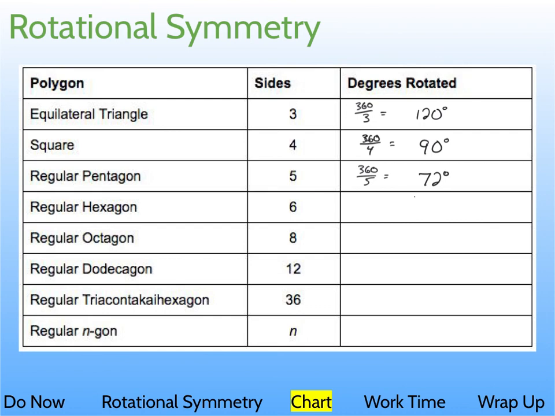And the rule, which we're going to use this n-gon, which just represents an algebraic rule of how to figure it out, is you do 360 divided by n, where n is the number of sides. That is the minimum number of degrees to rotate a regular polygon onto itself. 360 divided by n.